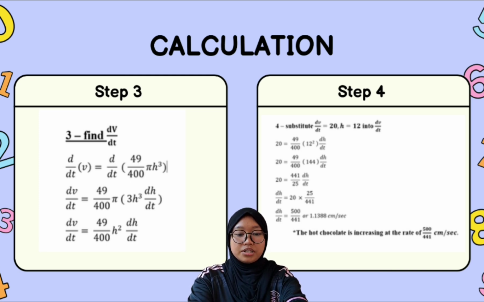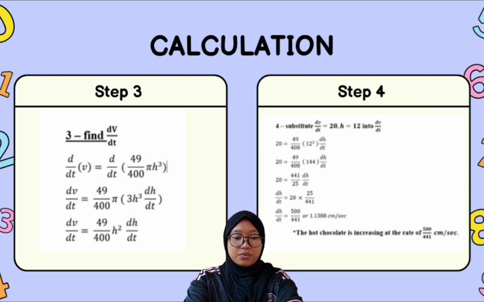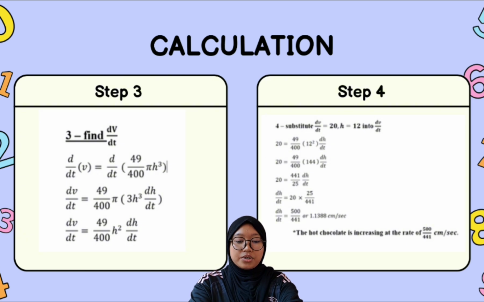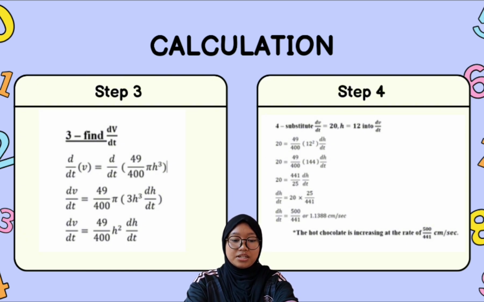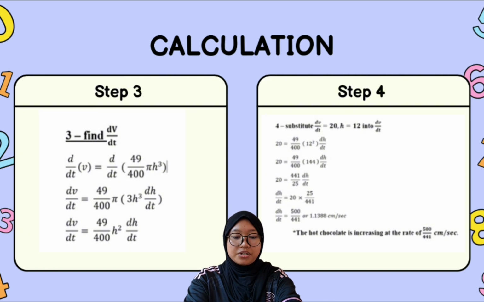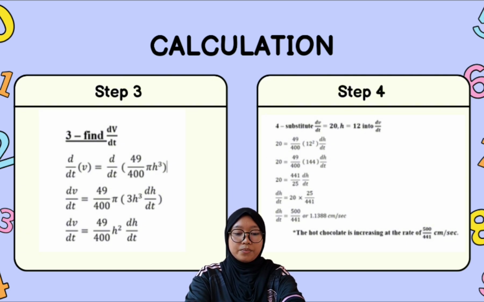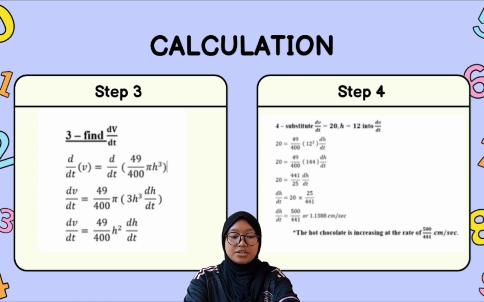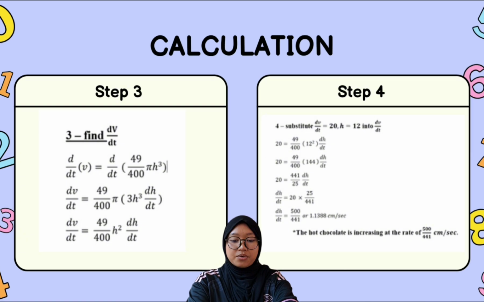20 equals 49 over 400 times 12 squared dH over dt. 20 equals 49 over 400 times 144 dH over dt. 20 equals 441 over 25 dH over dt. dH over dt equals 20 times 25 over 441. dH over dt equals 500 over 441, or 1.138 cm per second. In conclusion, the hot chocolate is increasing at the rate of 500 over 441 cm per second.